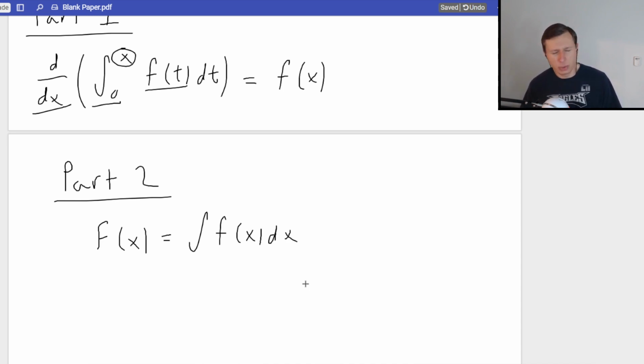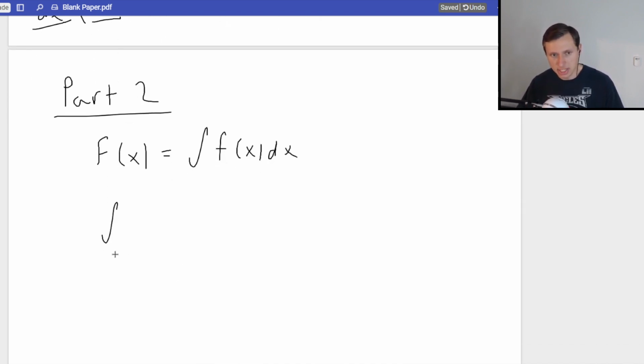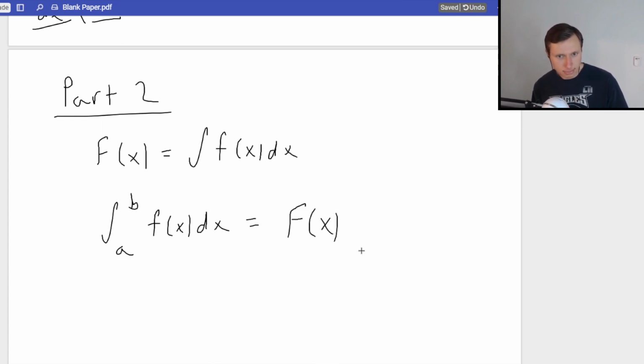Why does this matter? I'm going to tell you in a lot of ways it doesn't matter. This is just a notation thing. So what I'm saying is, this is part 2 of the fundamental theorem of calculus. If I have the integral from a to b of lowercase f of x dx, again, what's the integral of lowercase f of x? It's capital F of x.